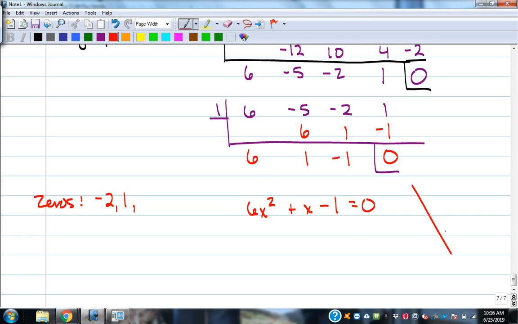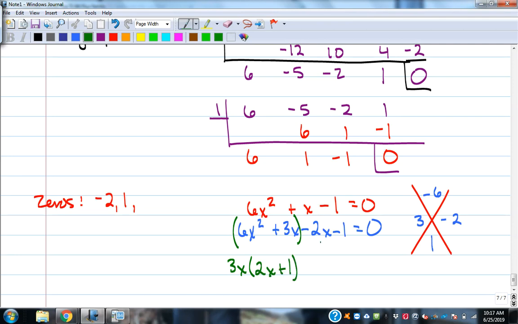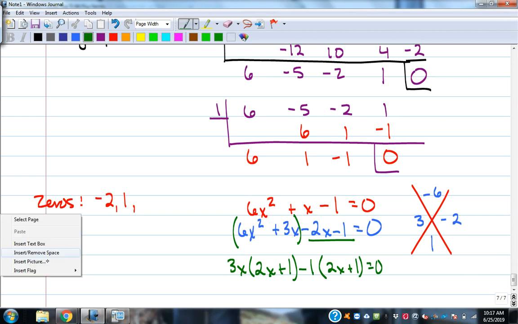All right, so I'm going to do the X method for this one because it's an easy one to do that way. 6 times -1 is -6. Add to be +1, be 3 and -2. So 6x squared plus 3x minus 2x minus 1 equals 0. And I'm going to group that. And then a -1. So I get 2 factors out of that. I get a 3x minus 1 and a 2x plus 1.